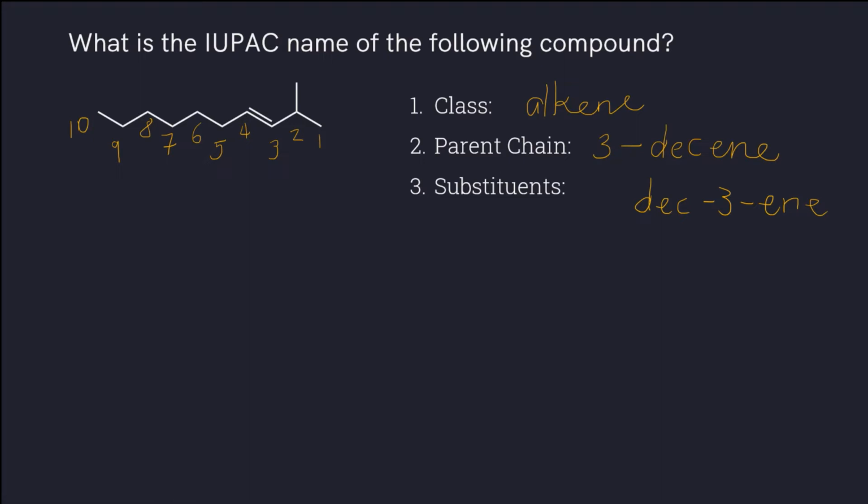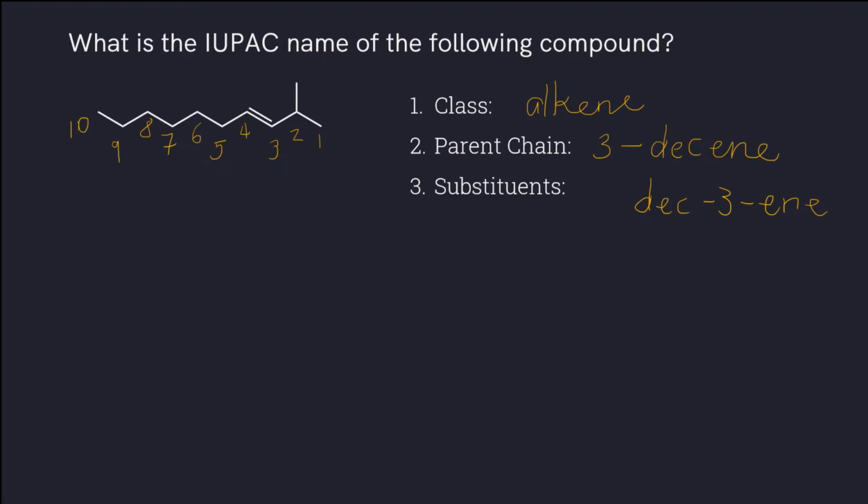We have to make sure that the double bond receives the lowest possible locant. So it doesn't matter where this methyl group is, we have to make sure that the double bond gets the lowest possible locant, which is why we numbered it from right to left rather than from left to right. If we numbered it from left to right, then this double bond would get a 7 locant, which is not preferred.